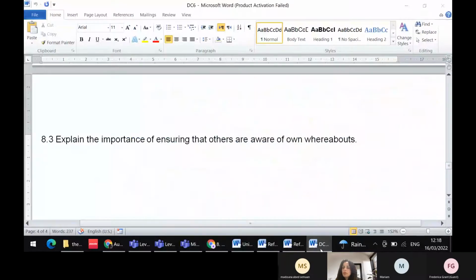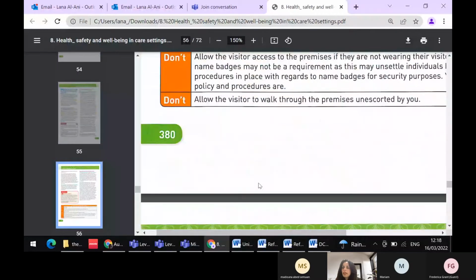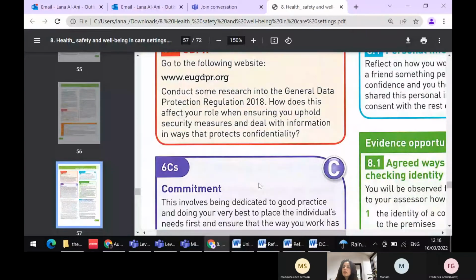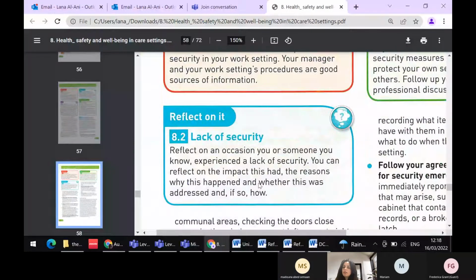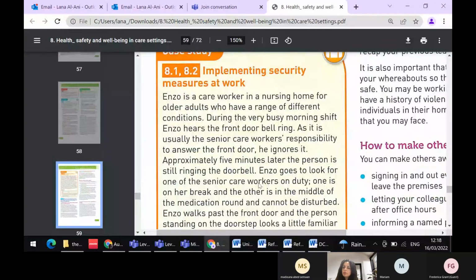It's 8.3. Can you see all the information in the book? All you need is to read the book properly and understand it before you do your coursework.